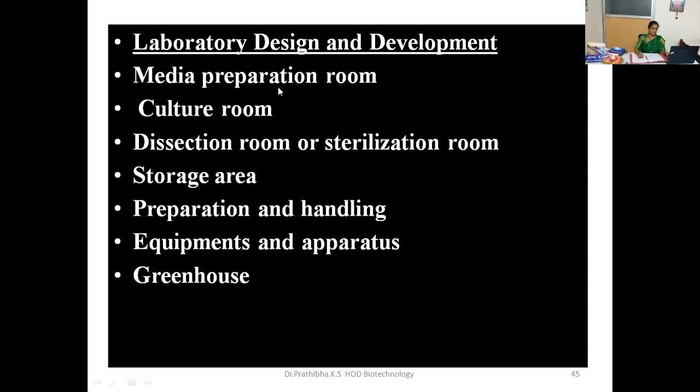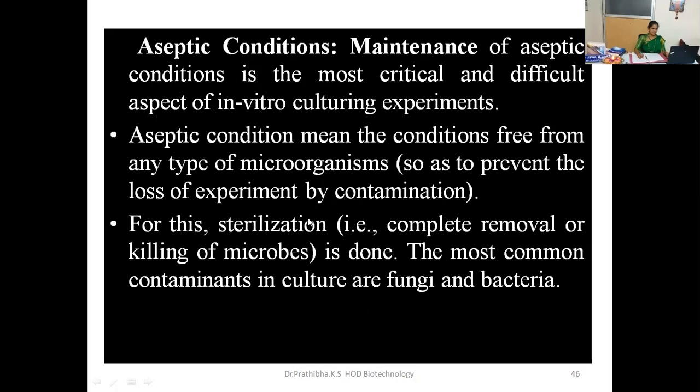Now let us understand some of the major parameters in laboratory design development. There must compulsorily be a media preparation room in the tissue culture facility. Then we need a culture room, a dissection room or sterilization room, a storage area, a preparation and handling room, an equipment and apparatus room, and a greenhouse. These are some of the very important parameters in the design of the laboratory.